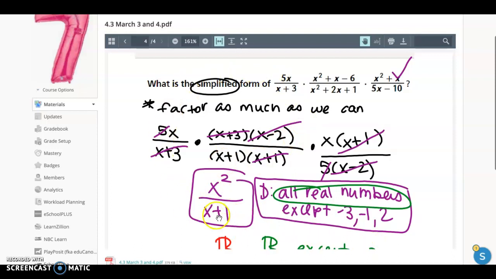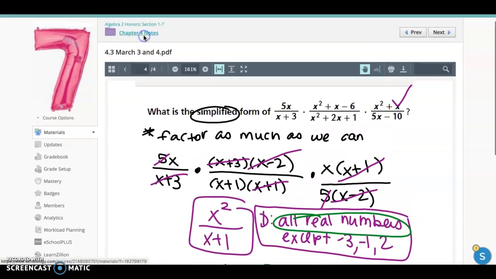Okay, there's my final answer and my domain, which we should talk about. Okay, make sure you have that. Let's talk about division. So I'm going to go back to the chapter 4 notes.